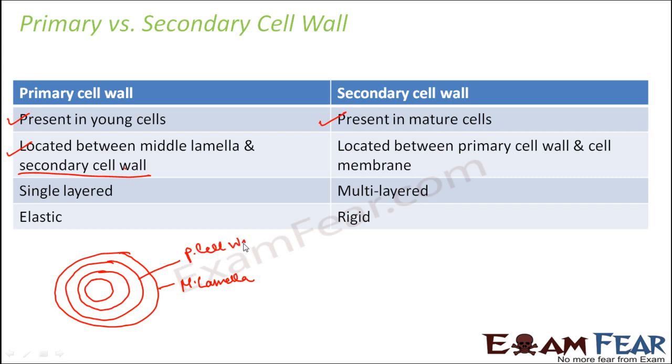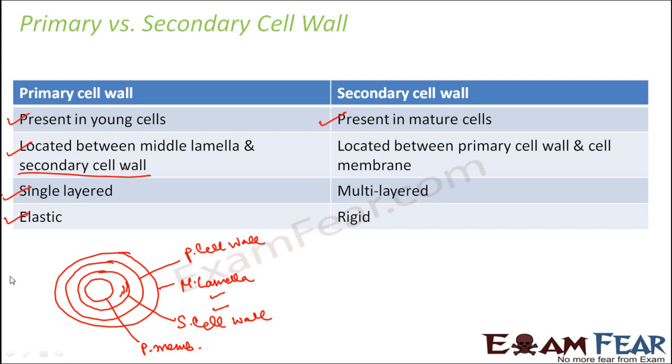Inside that you have your primary cell wall. Inside that you have your secondary cell wall. And inside that you have your plasma membrane or cell membrane, whatever you call it. So when you talk about primary cell wall, it is located between middle lamella and secondary cell wall. But secondary cell wall is located between primary cell wall and cell membrane. Primary cell wall is single layered, whereas secondary cell wall is multi-layered. This secondary cell wall, which is formed with maturity of the plant, again has sub-layers. There are multiple layers of secondary cell wall, but primary cell wall is just one layer.